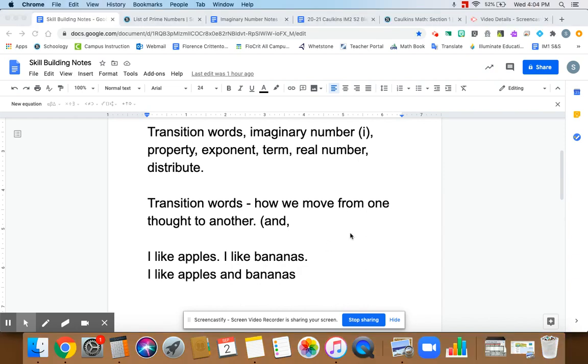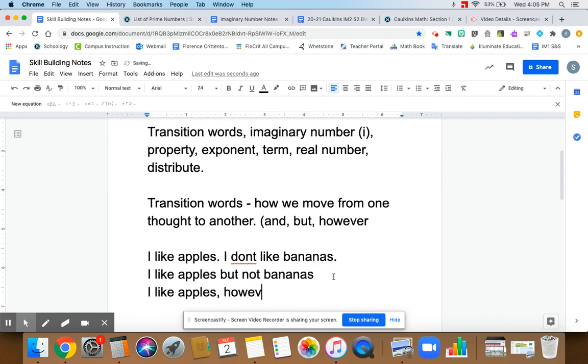Another transition word, let's say instead of saying I like apples, I like bananas, I want to say I like apples, I don't like bananas. Well, a transition word to combine those 2 thoughts might be but or however. Because I could say I like apples but not bananas, or I could say I like apples, however, not bananas, and it will mean the same thing.